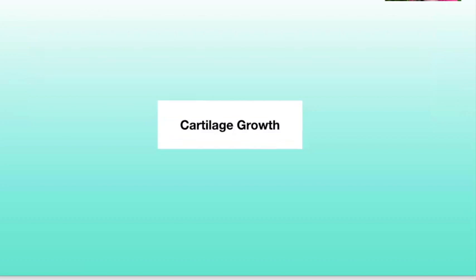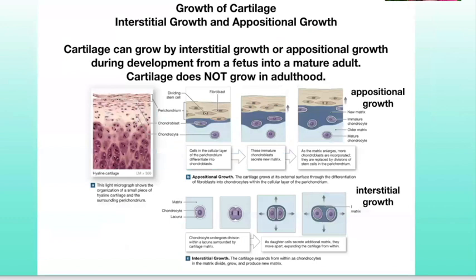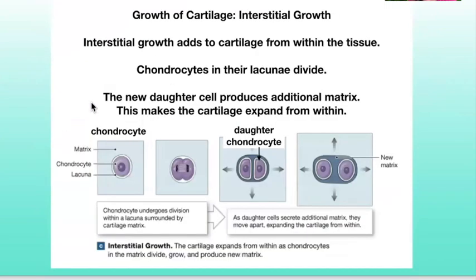Okay, cartilage growth. Cartilage grows by interstitial growth and appositional growth. Interstitial growth adds to cartilage from within the tissue. Chondrocytes in their lacunae divide. The new daughter cell produces additional matrix, and this makes the cartilage expand from within.